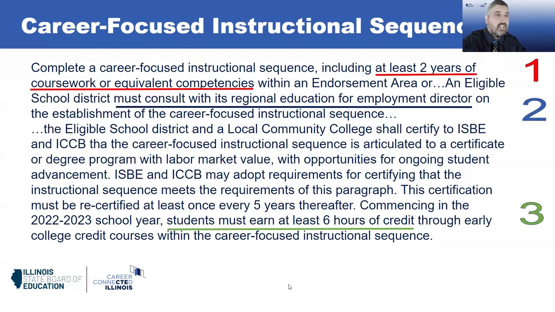As we get into that instructional sequence, again reiterating this idea, part one is that there is at least 2 years of coursework or equivalent competencies. Part two is that we are consulting with our partners, both in the post-secondary world, but also our EFEs, who are a major part of this work. They play a process in this design as laid out by the state. And then part three is that students must earn at least 6 hours of credit, which is oftentimes through two courses with three credits. In some cases it's not always that simple, but it's oftentimes two courses with three credits.